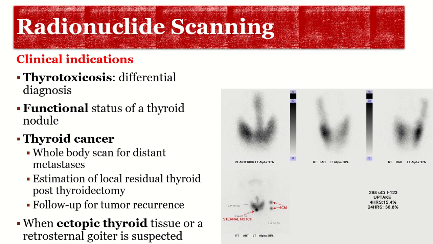Now, moving to radionuclide scanning, it is a functional imaging to assess thyrotoxicosis and differential diagnosis, also functional status of thyroid nodule, if it is toxic or not, thyroid cancer, whole body scan for distant metastasis, and also for the estimation of local residual thyroid post-thyroidectomy, and follow-up for tumor recurrence later. In some cases with congenital hypothyroidism, when the thyroid is not seen by using the ultrasonography, to catch the ectopic thyroid tissue, we may need to do a scan.